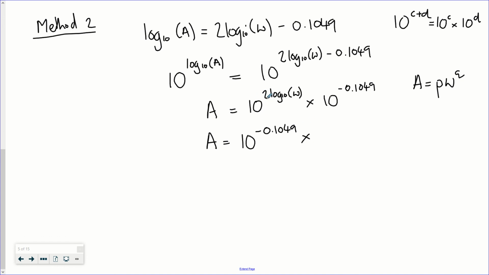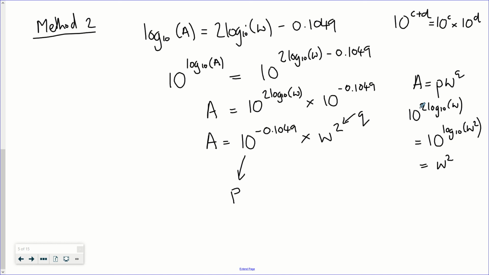What we can do here is simplify 10 to the power of 2 log base 10 of W. We want to end up with W to the power of something. The way we can do that is in the power, we can bring the 2 to the power of W. So we're going to have 10 to the power of log base 10 of W squared. Now log base 10 and 10 to the power of cancel each other out, so we just end up with W squared. So it's clear that that is P and that is Q, because we've got it in that form, A equals PW to the power of Q. And then we could work out a numerical value of P like we did in method 1.